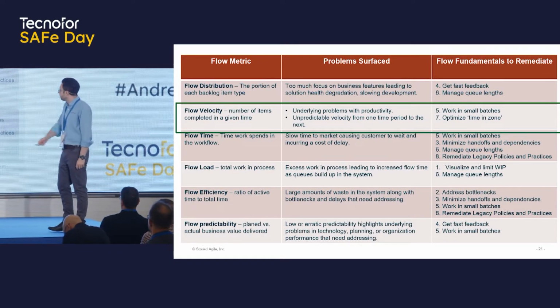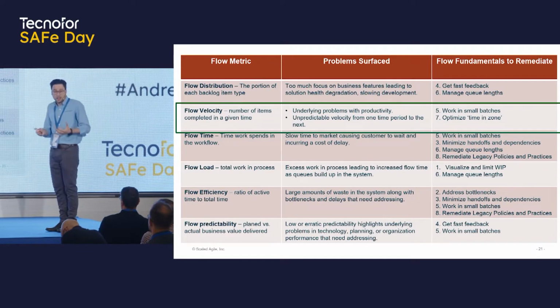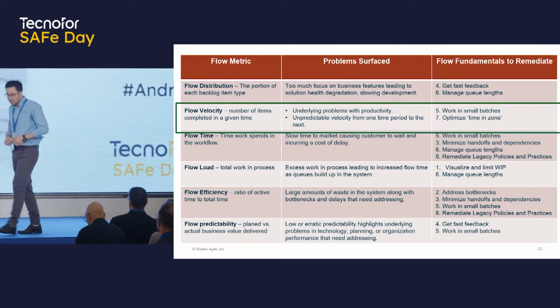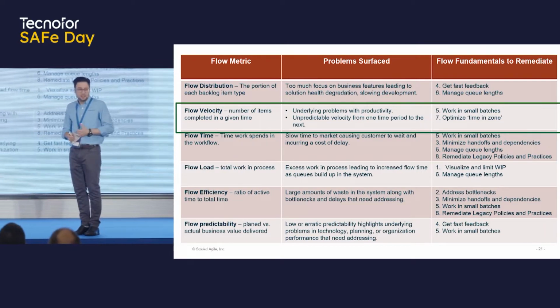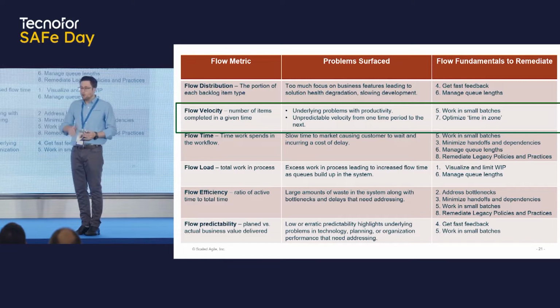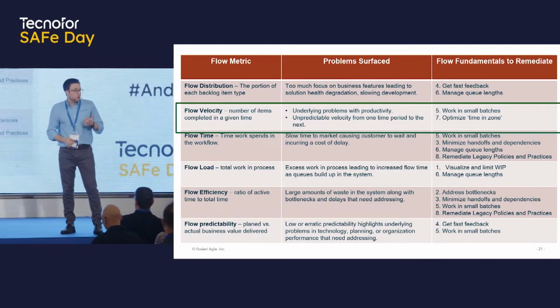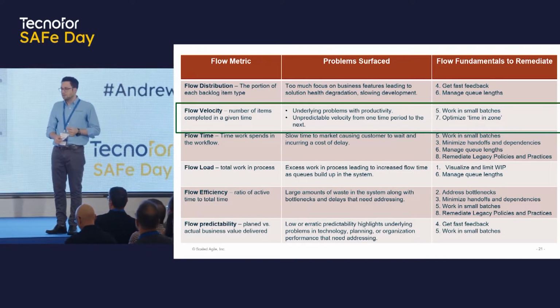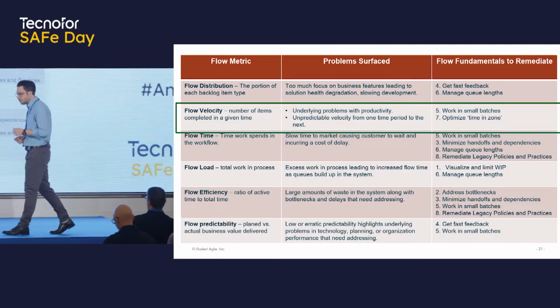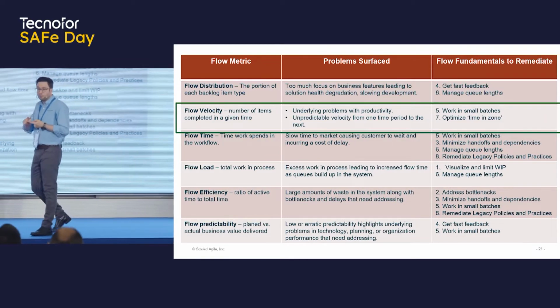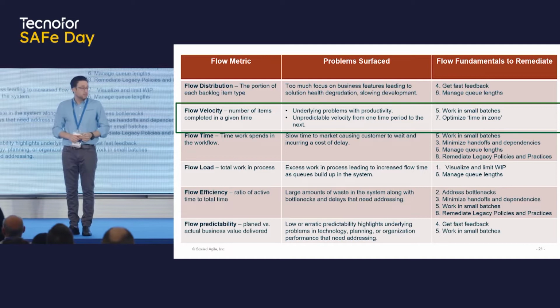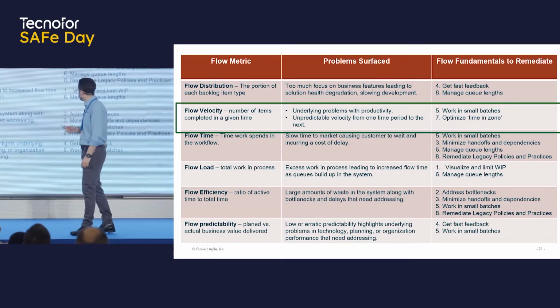Some of the problems we see with this are underlying productivity problems. The team is simply not productive enough. There's a problem they need help with. Or we have this unpredictability. We're going to work in small batches. Flow Fundamental 5 is perfect for this. If the team can reduce the batch size of their work, not only will they be more predictable, it'll be easier for them to understand and isolate problems with productivity in the future.